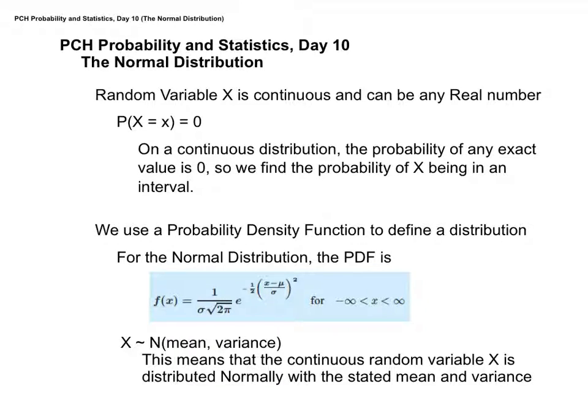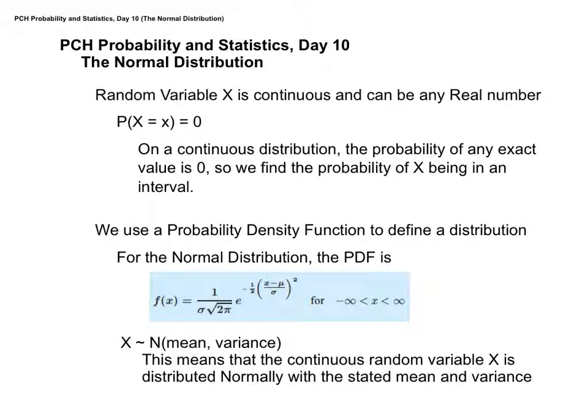The normal distribution is a little different because we're talking about things that are continuous. The variable X, this capital X here, is continuous and it could be any real number. On a continuous distribution, the probability that our random variable X equals any specific number is 0. In other words, the probability at any one exact value is 0.